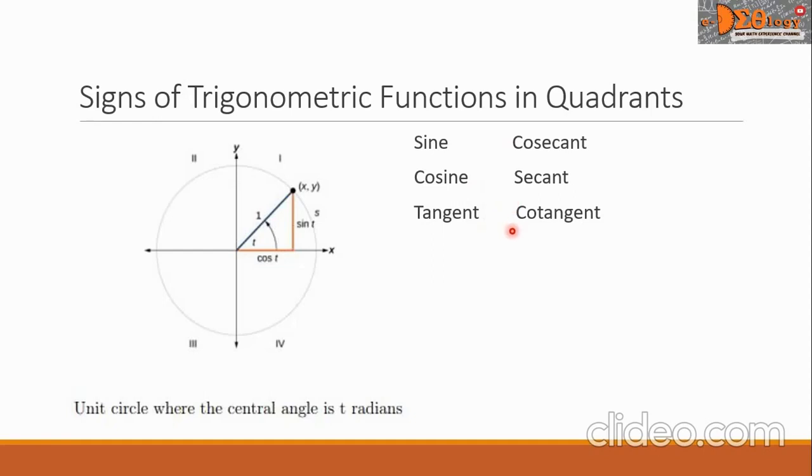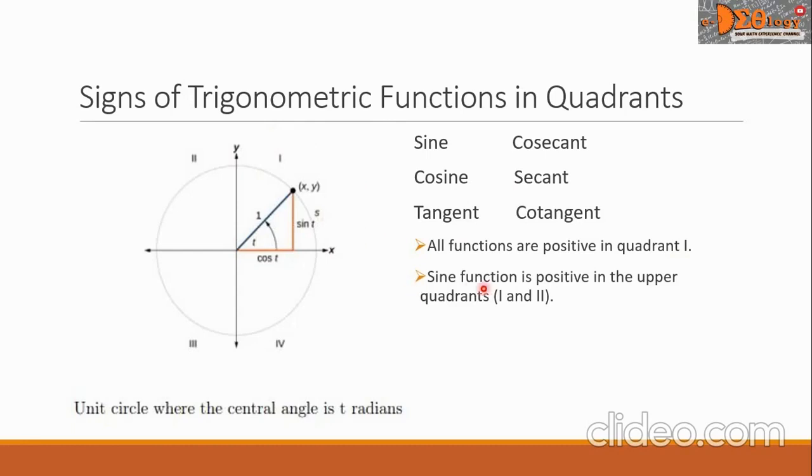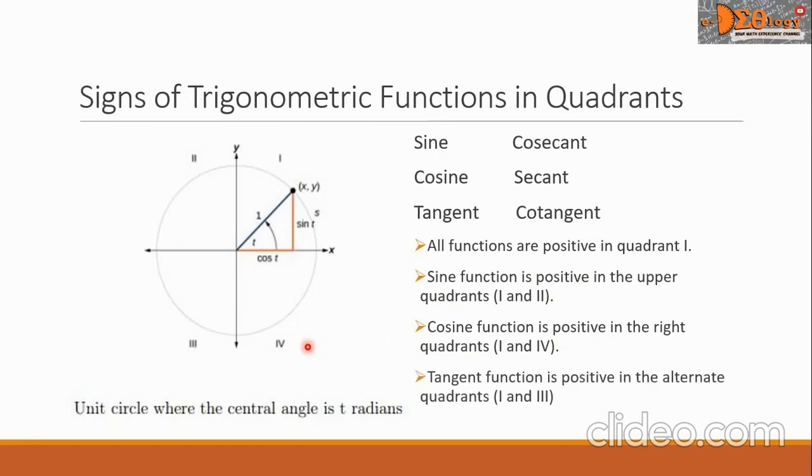Let us now write the signs of trigonometric functions in the quadrants. The first is, all functions are positive in quadrant 1. Next, the sine function is positive in the upper quadrants, and the upper quadrants are the first and the second quadrants. Third, the cosine function is positive in the right quadrants, which are the first and the fourth quadrants. Last, the tangent function is positive in the alternate quadrants, which are the first and the third quadrants.